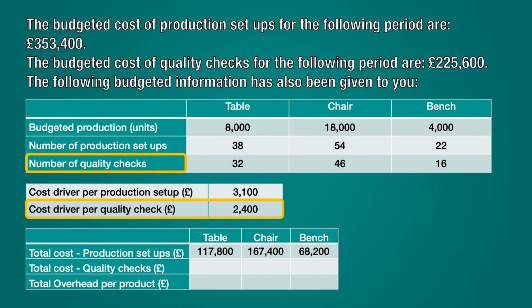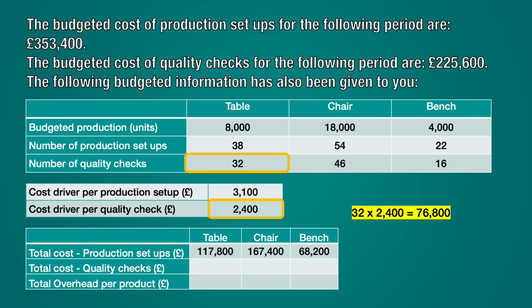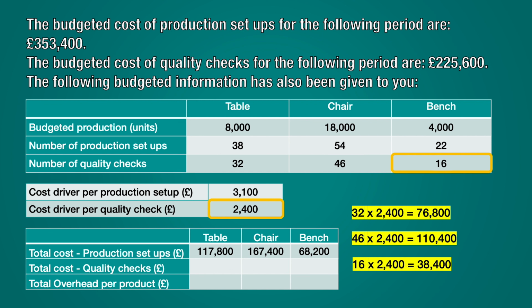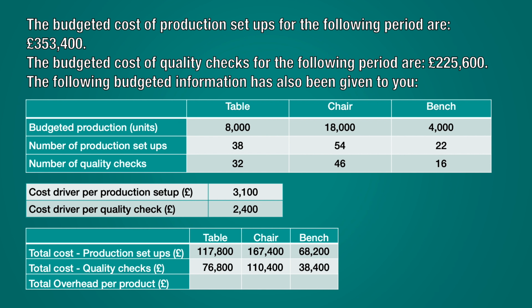We'll now repeat the process for the total cost of quality checks. Table would be 32 times 2,400, chair would be 46 times 2,400, and bench would be 16 times 2,400. We can now enter these into our table and add together the production setups and quality checks for each product to give us the total overhead per product.